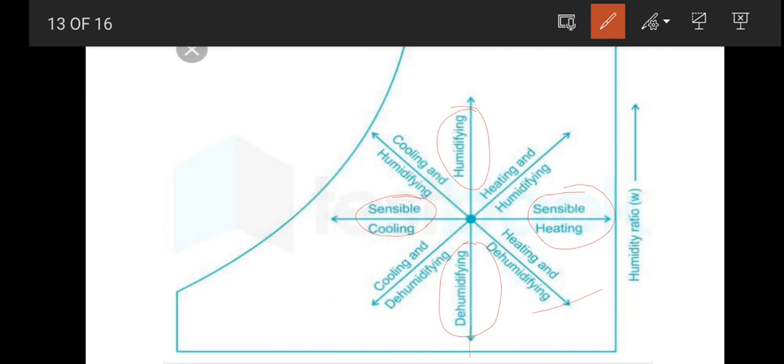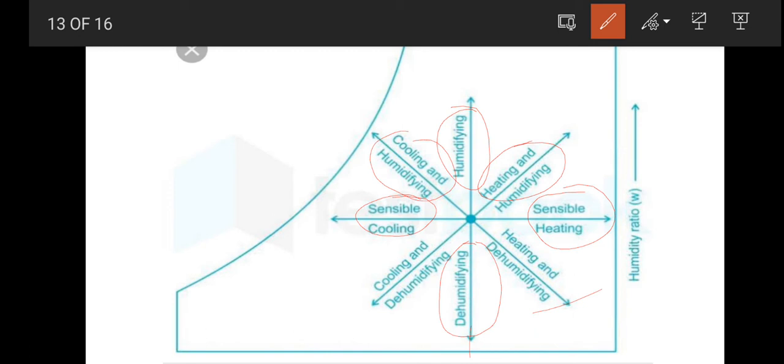Now in the first quadrant, the heating and humidification process. Here heating takes place, which means the temperature will increase and the humidity, the moisture content, also increases. Next, the second quadrant, keeping the wet-bulb temperature constant at adiabatic condition. So this is the cooling and humidification process, in which the temperature of the air decreases and the moisture content increases.